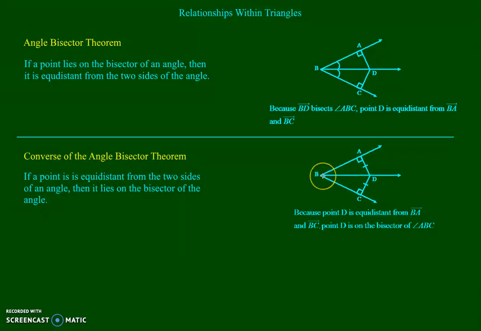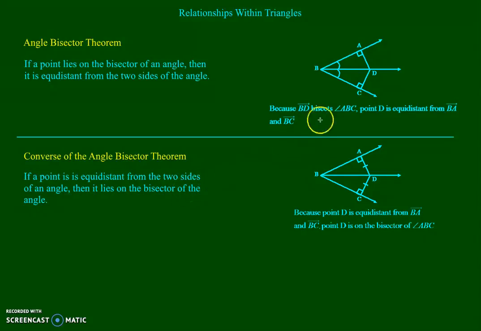Hopefully you can see that triangle BCD and BAD are right triangles, and BD is the hypotenuse of both of those right triangles. So we have a case here of hypotenuse-leg theorem. So these two triangles are congruent by hypotenuse-leg, and by CPCTC then angle ABD is congruent to angle CBD. And so that proves out the converse of the angle bisector theorem.